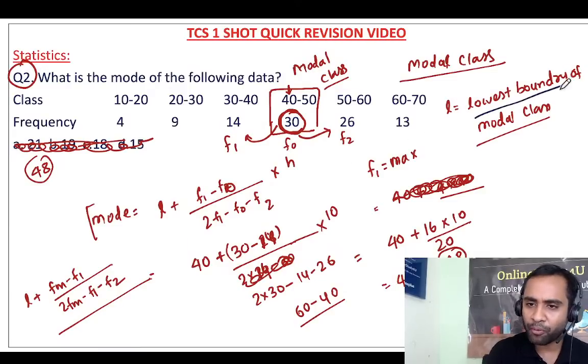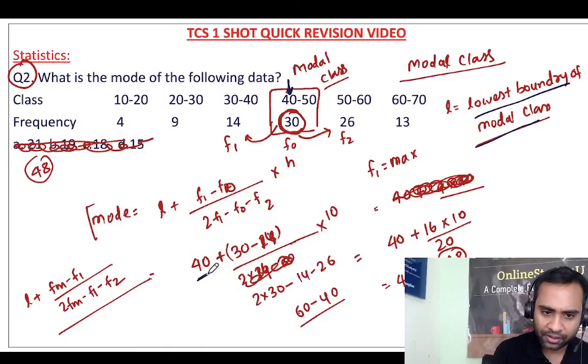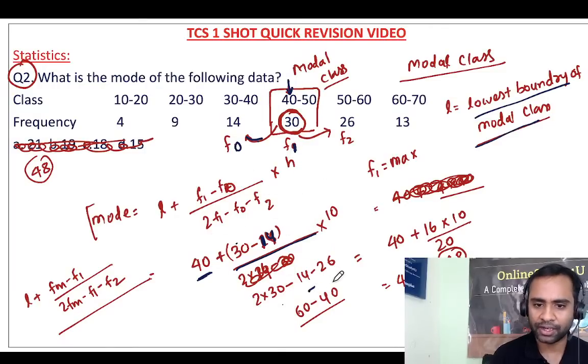L is the lowest boundary of the model class. So 40 and 50, which one is the lesser value? 40. So we will put 40 here, plus f1 minus f0. Our f1 is 30, and f0 is the previous value, 14, so 30 minus 14, divided by 2 f1. So 2 into 30 minus 14 minus 26. This will give you 48.